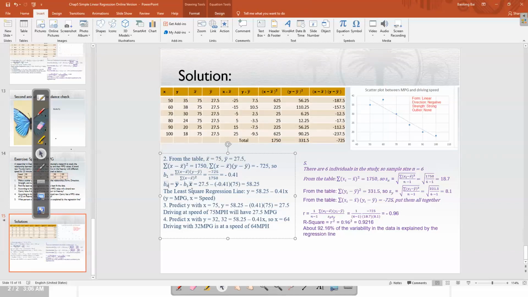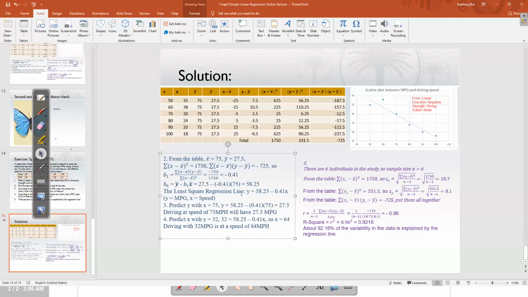And the intercept B0 will be y bar, which is right here, 27.5, minus B1. So you have minus, this is from the equation, right? And B1 is a negative number, right? So please be careful watching the signs. This is the most common error I see when students try to do the calculations here. Always the sign, right? So negative becomes positive, and you're going to add those numbers together. So it's 58.25.